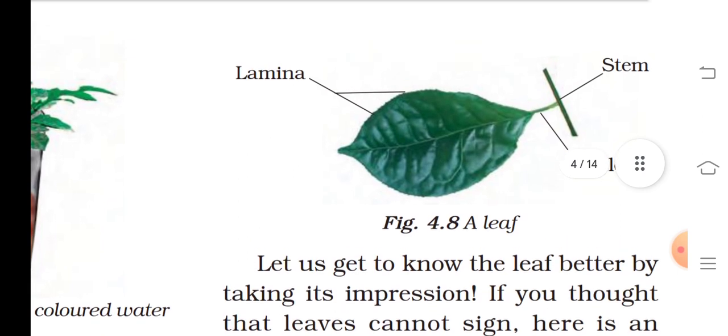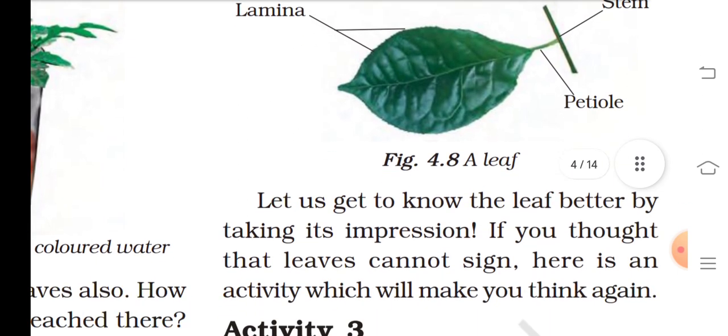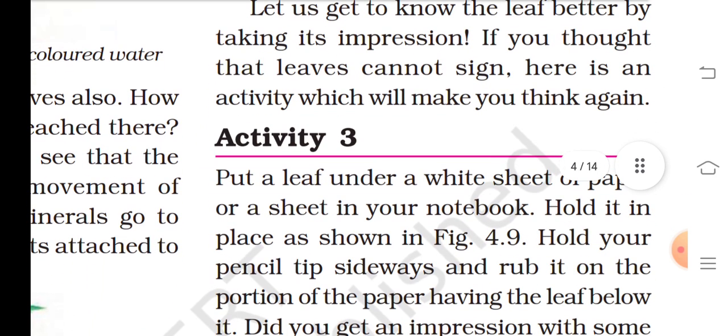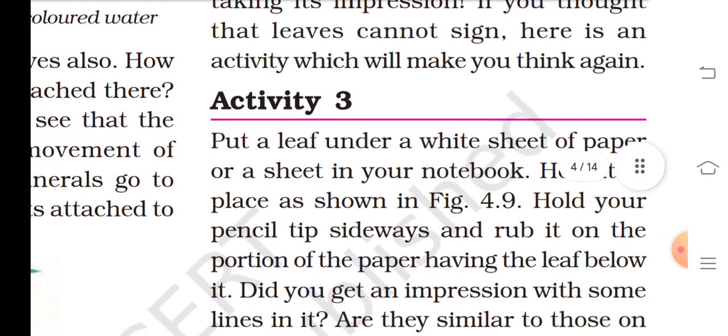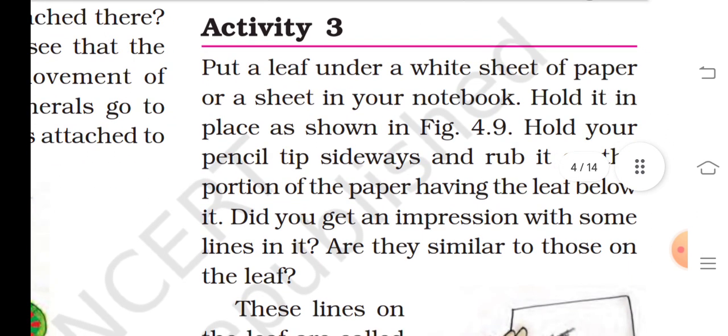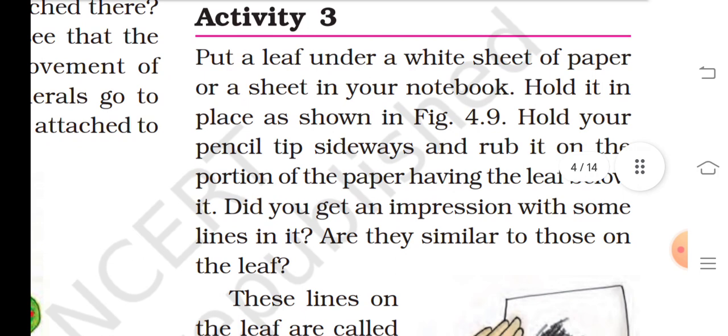A lamina, stem, petiole. Let us get to know the leaf better by taking its impression. If you thought that leaves cannot shine, here is an activity which will make you think again. Activity 3. Put a leaf under a white sheet of paper or a sheet in your notebook.